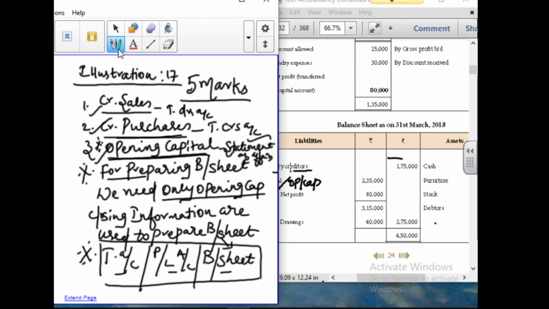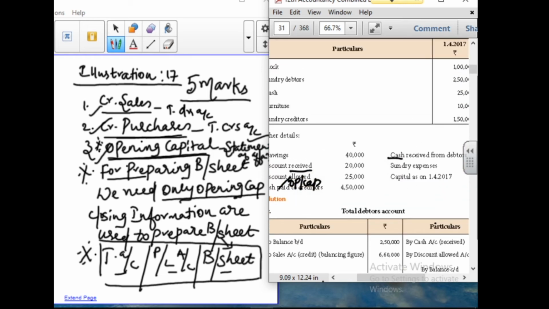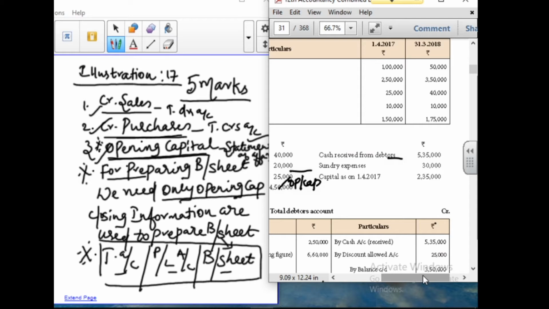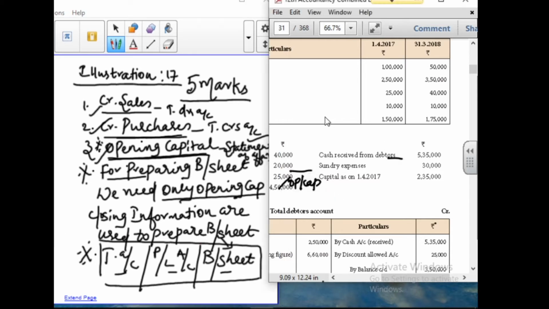Next is your sundry creditors they have given. Sundry creditors is 1,75,000. Just look into the question, where does this 1,75,000 appear? In the question, sundry creditors is given as 1,75,000. We have taken only this information to prepare the balance sheet. All this information is used to prepare the balance sheet. 1,75,000 is used here.